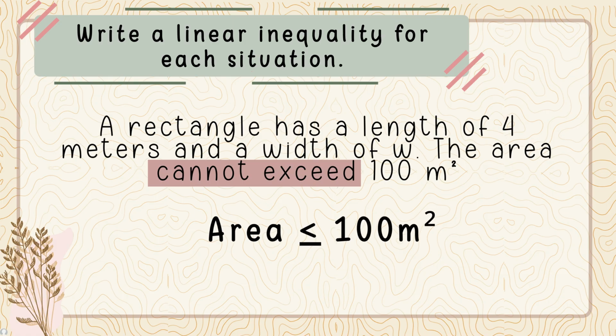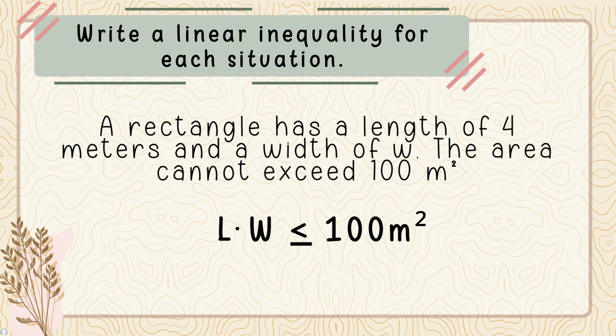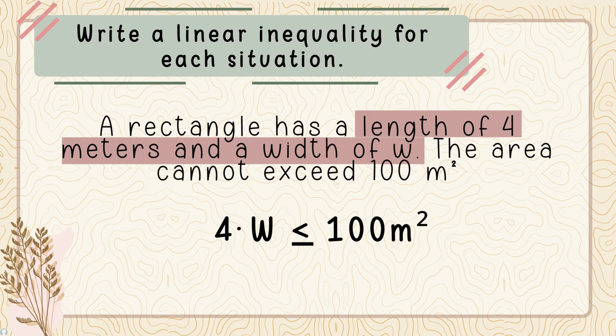And we know that the area is found by taking the length times the width. We know that the length is 4 meters and the width is just w. So we'll replace L with 4 and w will remain the variable.